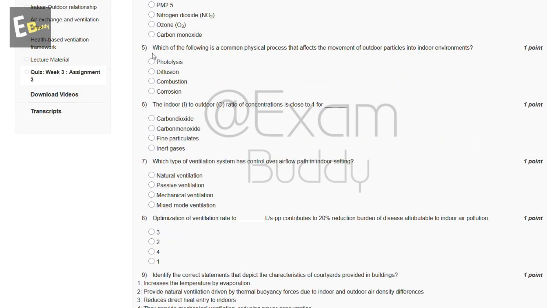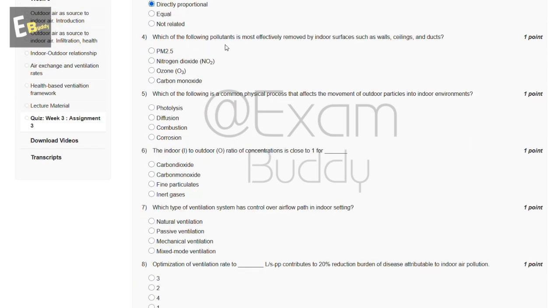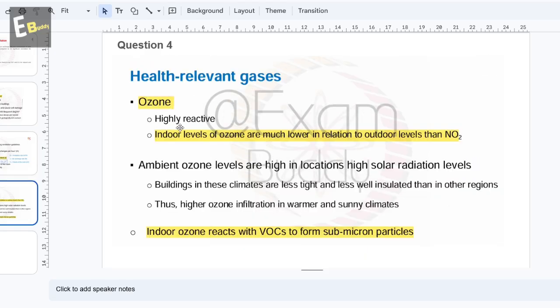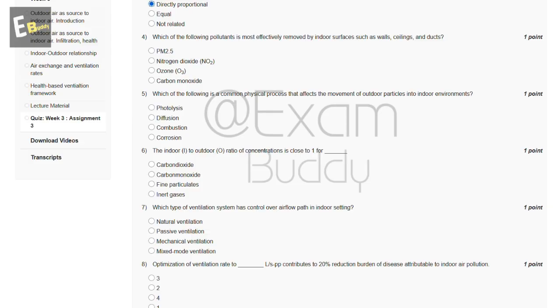Now the fourth question is: which of the following pollutants is most effectively removed by indoor surfaces such as wall, ceiling and ducts? The options are PM 2.5, nitrogen dioxide, ozone, carbon monoxide. Let's check the answer. Indoor levels of ozone are much lower in relation to outdoor levels than NO2, nitrogen dioxide. Indoor ozone reacts with VOCs to form submicron particles. So the answer of the fourth question is C, ozone.